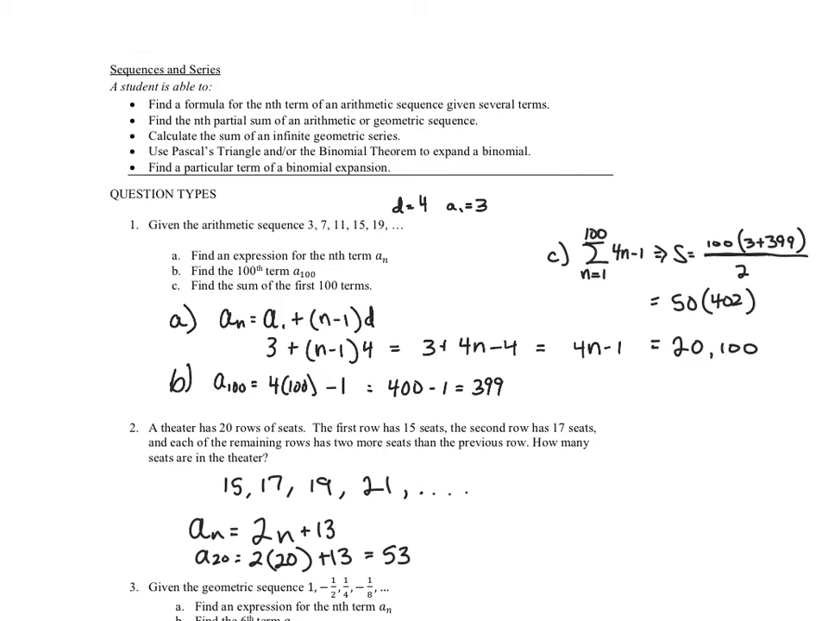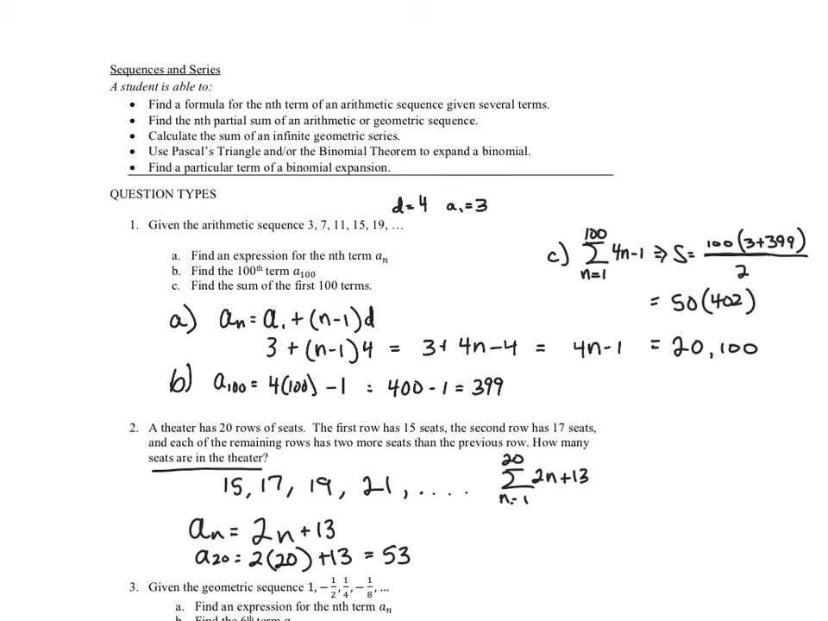And the reason we needed to figure out how many seats are on the 20th row is what they're asking, how many seats are in the theater. This is a partial sum of this sequence right here. So we need to find the sum from the first row to the 20th row. And this is the nth term that generates this sequence.